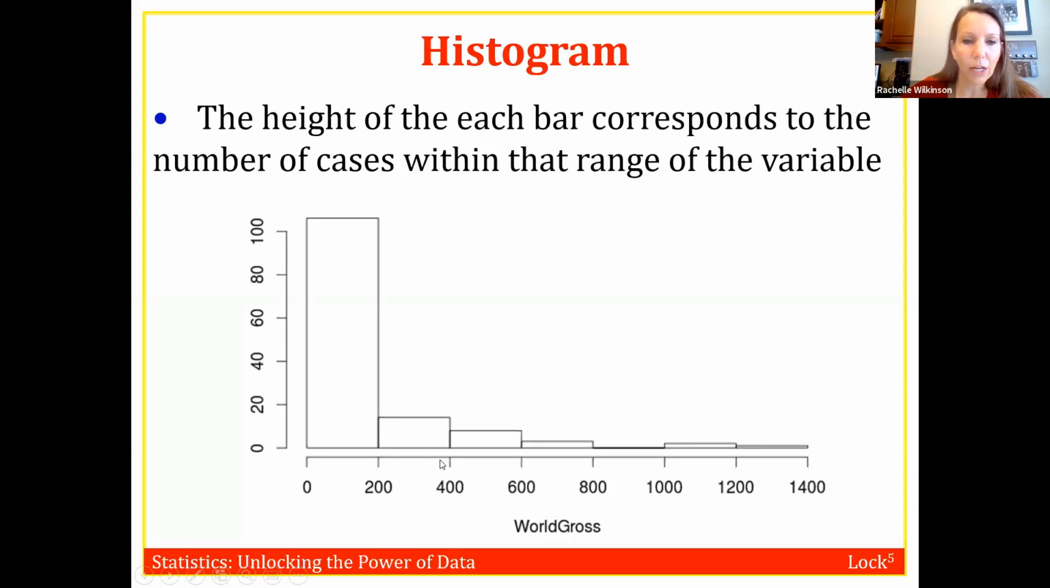If I look at 200 to 400 and I follow the height of that bar over, I would guess probably 12, 13-ish movies made between 200 and 400 million dollars. The next bar looks like maybe 7 or 8 movies made between 400 and 600 million dollars. So that's kind of how we read our histogram. We can identify how many cases fell in each of those groups.